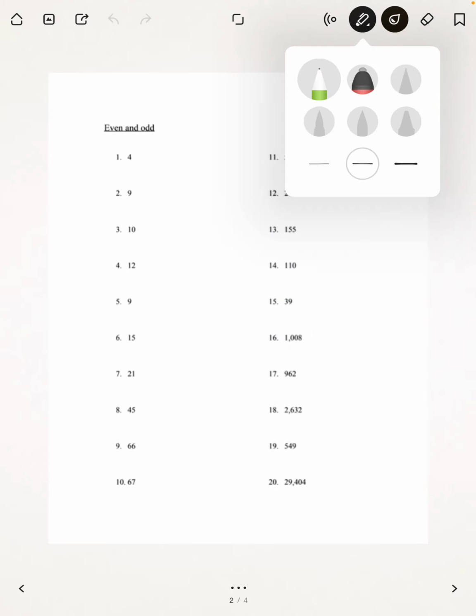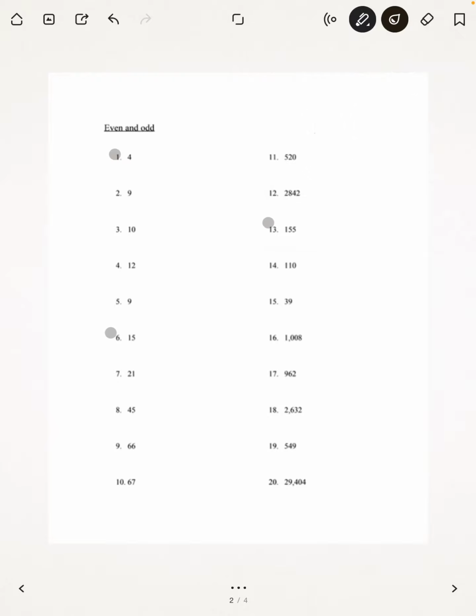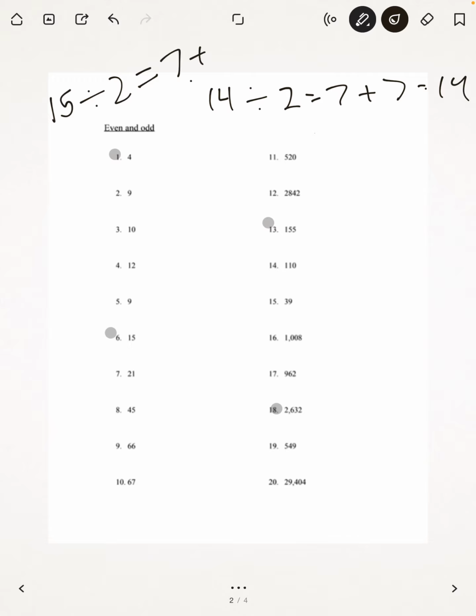Okay, even and odd. Even numbers are numbers that can be divided by 2. So for example, 14 can be divided by 2, which is 7, because 7 plus 7 equals 14. But 15 is odd, because it can't be divided by 2. The only 2 numbers that add up close to it are 7 and 8, and they aren't equal.